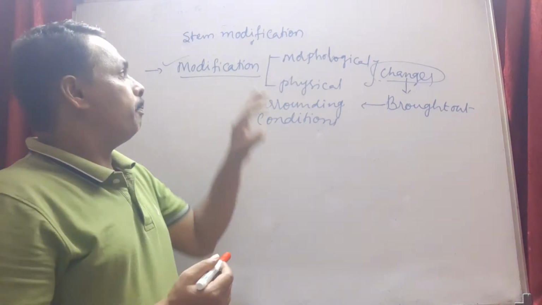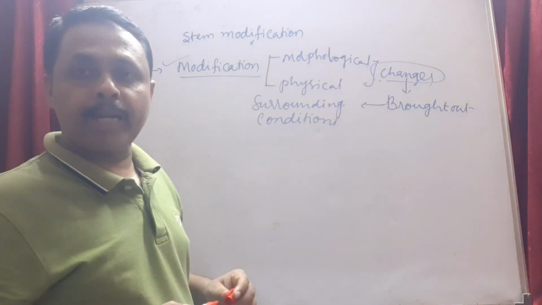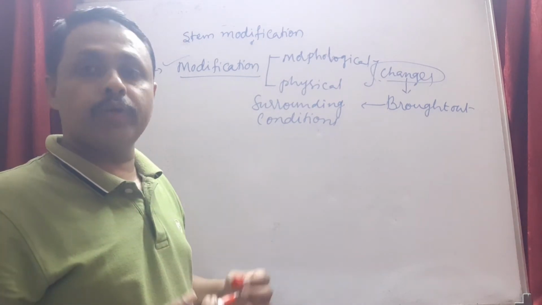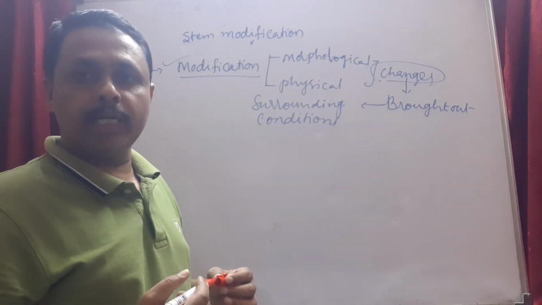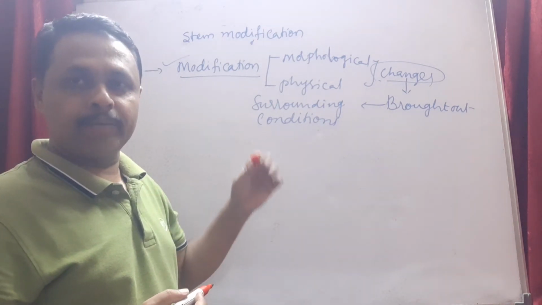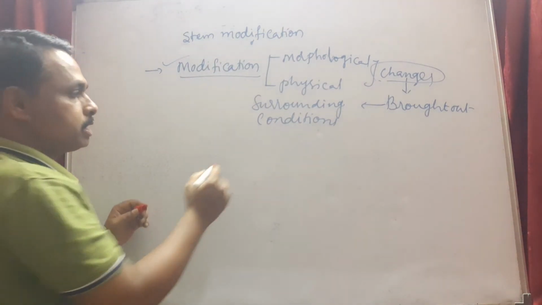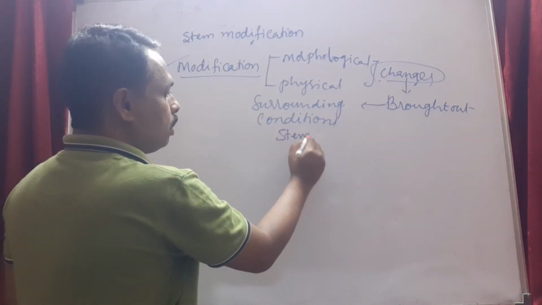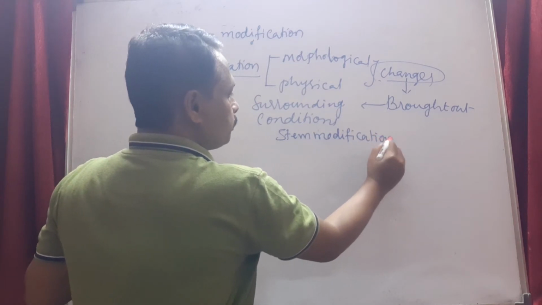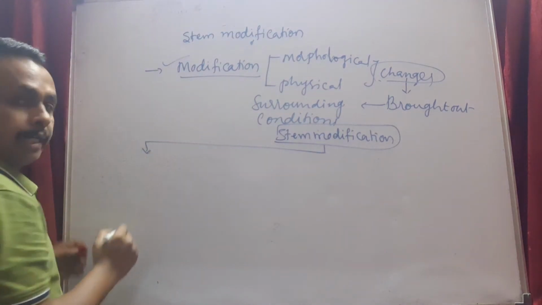Now, based on this, we have different types of stem modification. Different plant organs will modify themselves according to the surrounding conditions, and that is called modification. One of the important organs of a plant, the stem, is going to modify itself, right? So what are the modifications of stem? Let us know. We have three types.